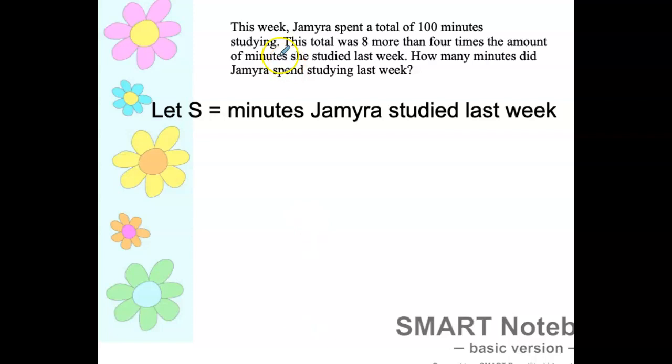So this week Jamira spent a total of 100. What happens to get 100? What scenario is there? There is 8 more than 4 times the amount of minutes. So 8 more means plus 8. And it says 4 times the amount of minutes, so you could say 4s, because s is the minutes Jamira studied.